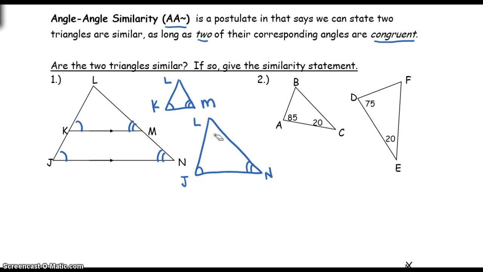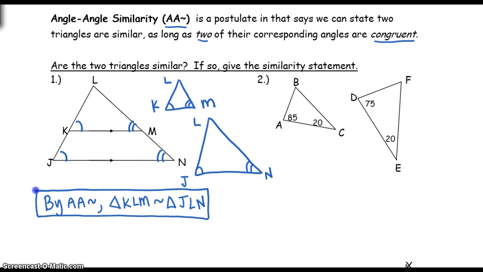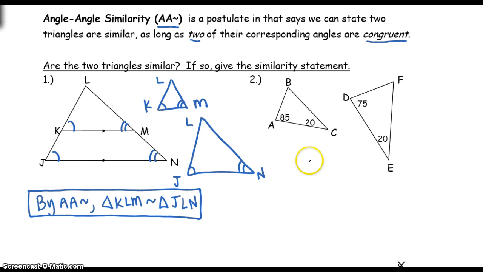A lot of students don't notice that. Anyway, we already have the two angles that we need for angle-angle similarity, so I like to write the reason why. So by angle-angle similarity, triangle KLM is similar to triangle. Now K goes with J, and L goes with L, and M goes with N. And sometimes it's easier to draw those two triangles out just so you could do the similarity statement. Some of you can do it without drawing them out, and that's fine too. Whatever works for you and whatever gets you the A+.